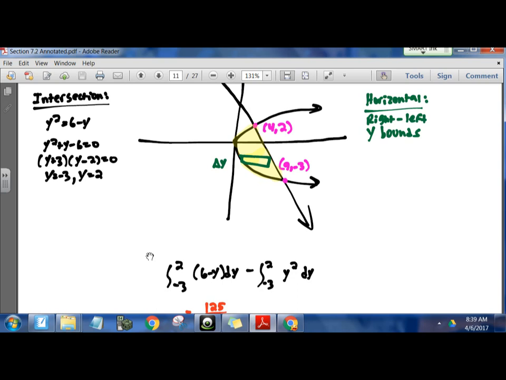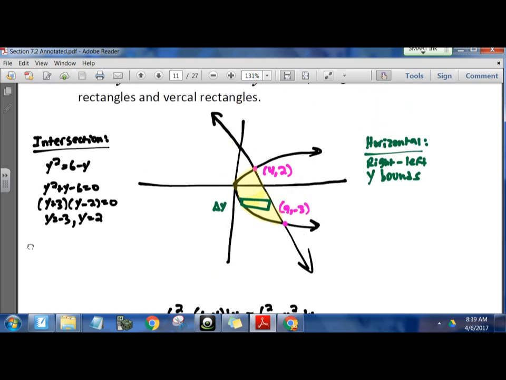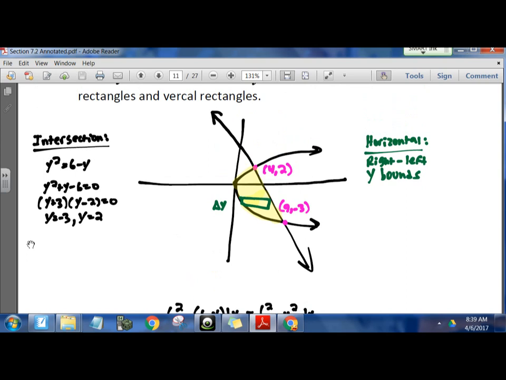Now, in my answer key, I set it up as two separate integrals. However, it is not necessary. You may use one integral, the integral from negative 3 to 2 of 6 minus y minus y squared dy. It does not matter. I'm not too concerned at the moment with the actual integration, just FTC. Answer of 125 over 6 if you had it. So hopefully we all got that. Are there any questions with this problem from a horizontal point of view?